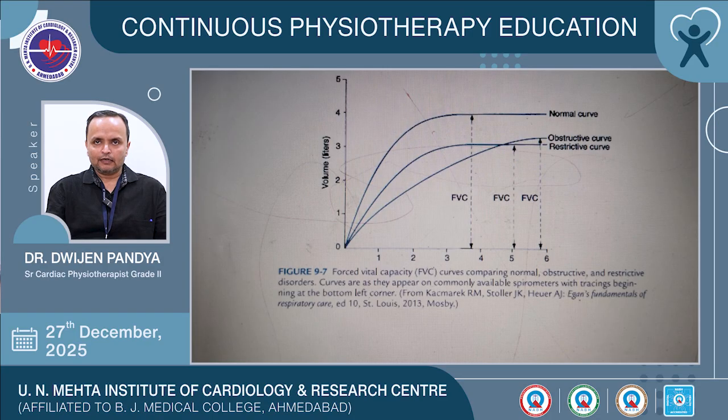In a restrictive defect, the subject will empty his or her lungs at a normal time or earlier than expected, but the volume will be reduced. So these are the figures depicting the normal, obstructive and restrictive disorders. This is the figure showing the forced vital capacity of a normal subject, a subject with an obstructive pattern and a subject with a restrictive pattern.